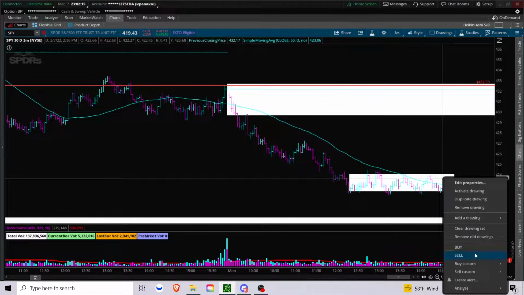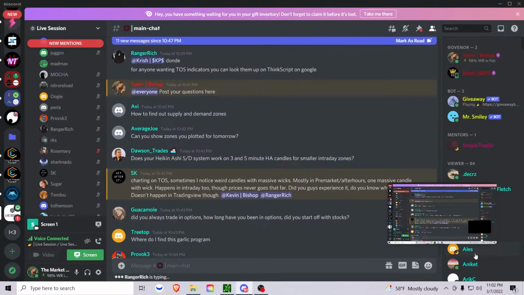But would you plot Heikin-Ashi zones on 3 or 5 minute time frames? No, not really, because they're not going to be respected as much, since institutions are not going to be looking at that. They look at bigger time frames.